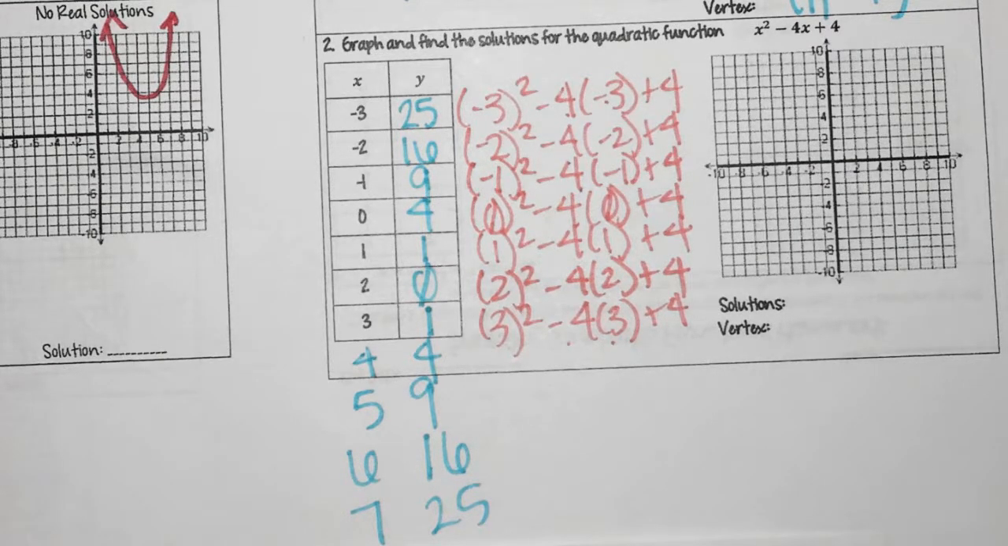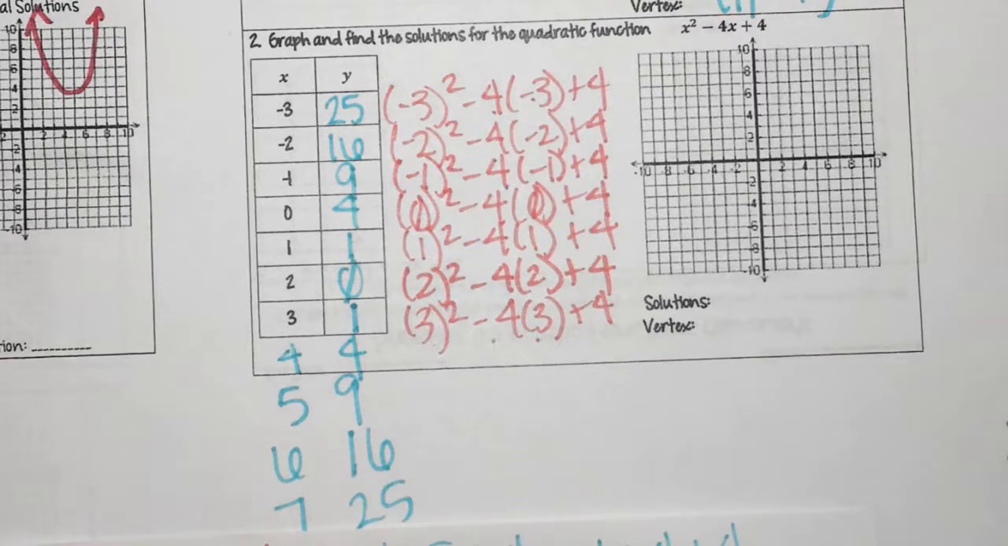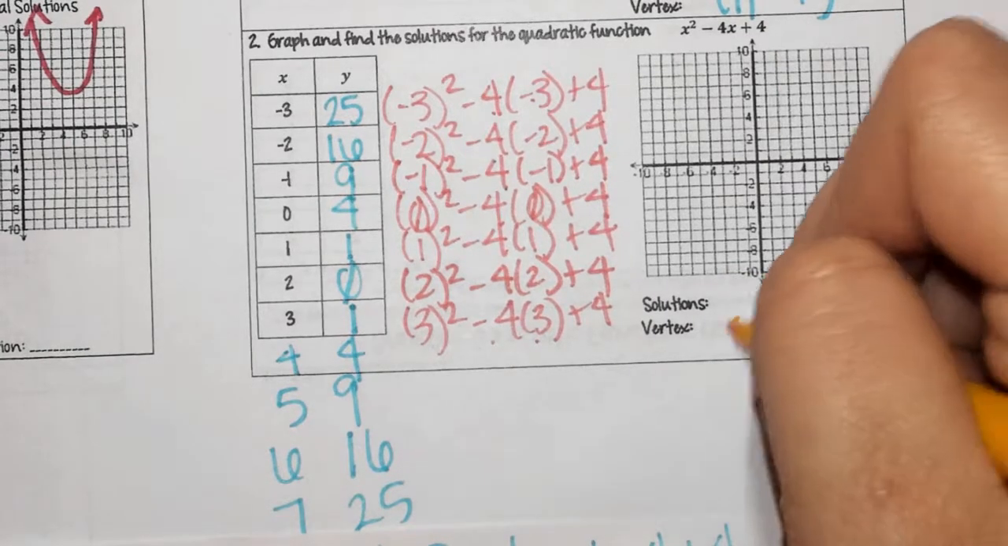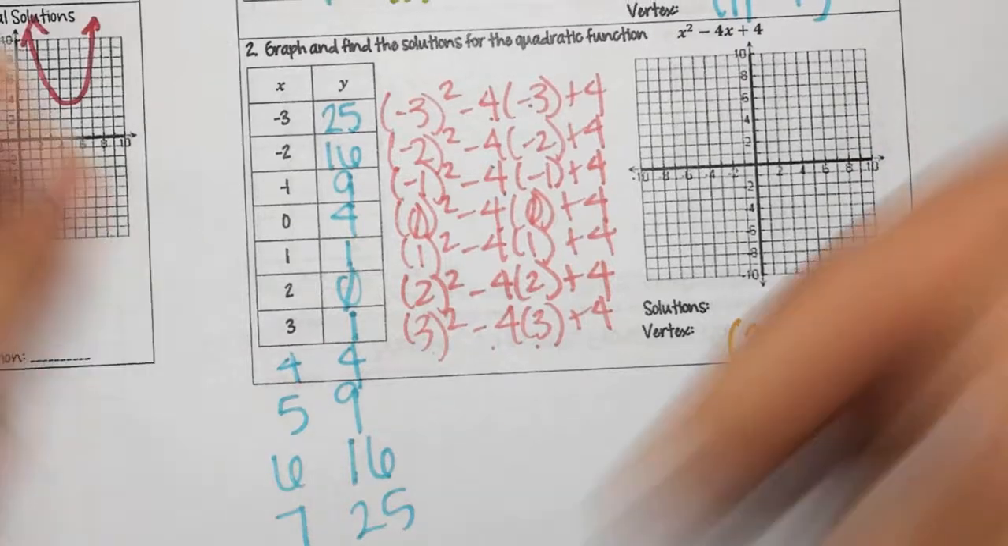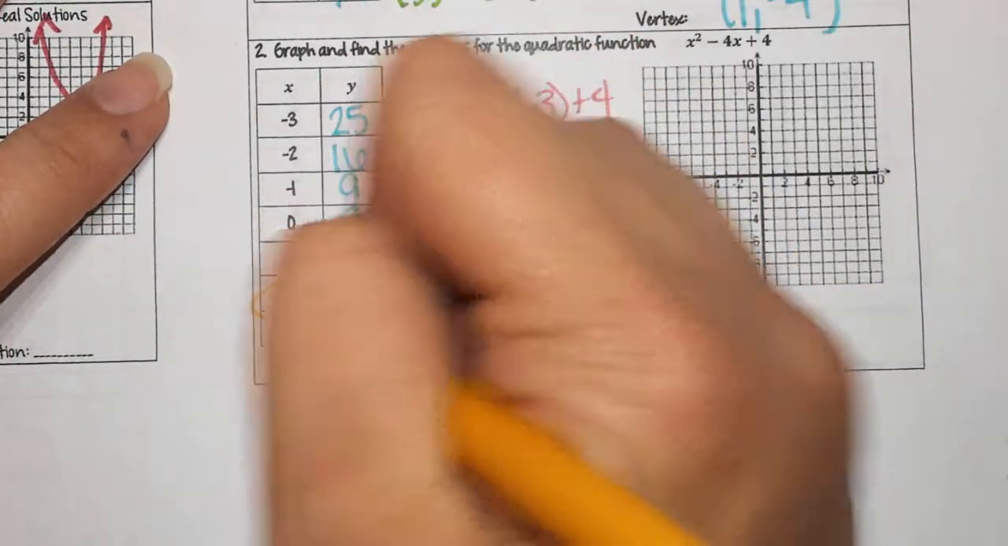How do you get the vertex thing? We're about to talk about that. So, what do you think is the vertex? 2, 0, because it's where it doesn't repeat. So you find the point where it doesn't repeat. That's your vertex, this guy right here.